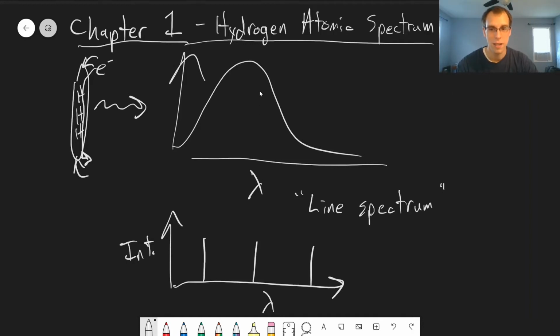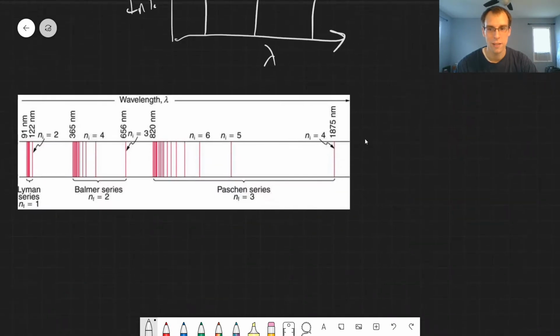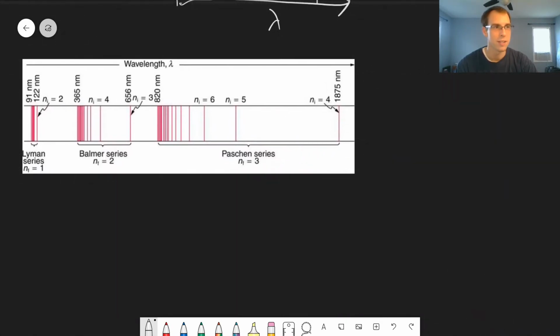This figure is a representation of that. We see different sets of lines, and we now understand why these different lines occur. We have the Lyman series in the ultraviolet, the Balmer series in the visible, and then into the infrared we get the Paschen series. These are named after different people who observed these lines and then worked to explain them.